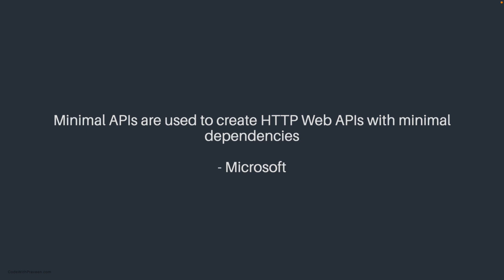Minimal APIs are used to create HTTP web APIs with minimal dependencies. The main keywords to look for here are minimal dependencies. You use these minimal APIs to create APIs with a minimal set of dependencies when you are working with .NET Core. This is a new framework that has been introduced in .NET 6 by Microsoft so that you can get started with creating APIs with a minimal set of dependencies.